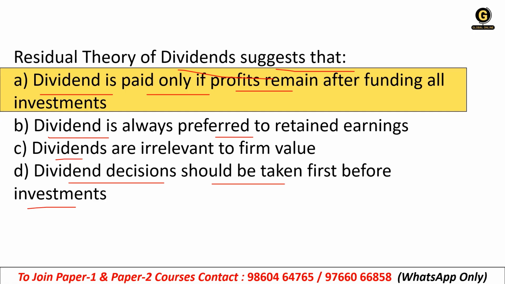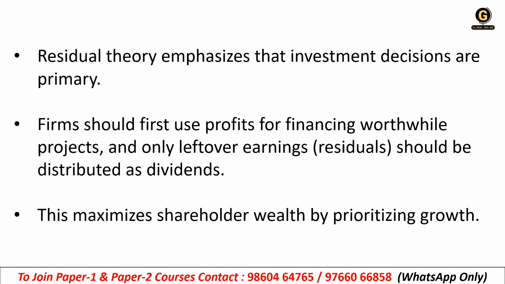Getting it? What does it mean? Dividend is paid only if profit remain after funding all investment. That means retain earning, right? See, residual theory emphasizes that investment decisions are primary. Other things are secondary. That means it goes after the investment decisions.